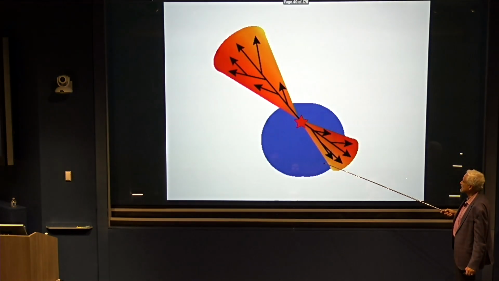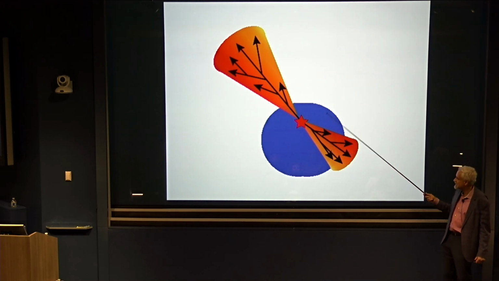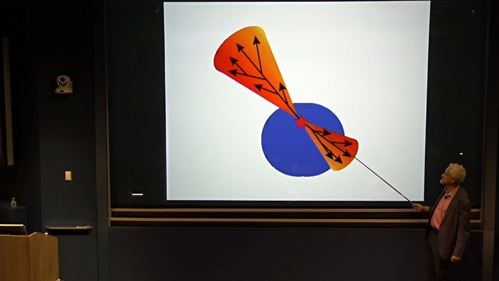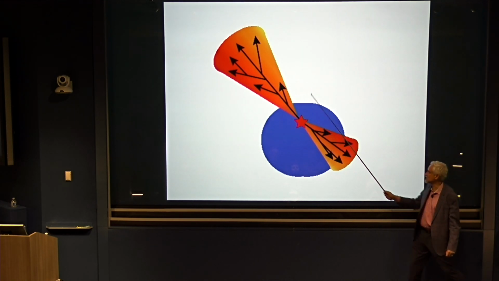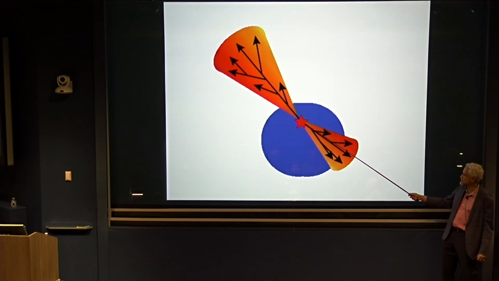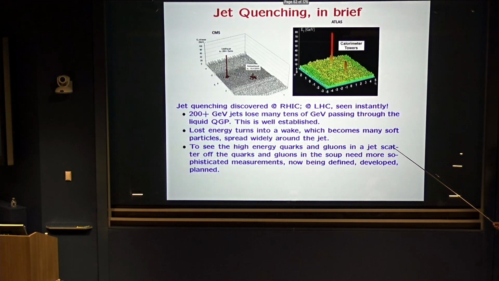So there's a chance of learning something from these data, because you can immediately see that in an event like this, this jet is much less modified by its passage through the soup than this one. So we have a chance. What can we actually learn?